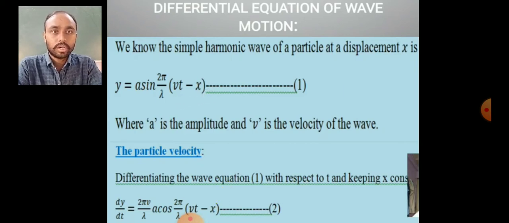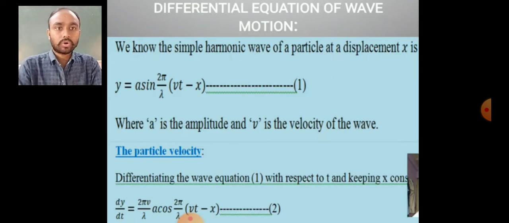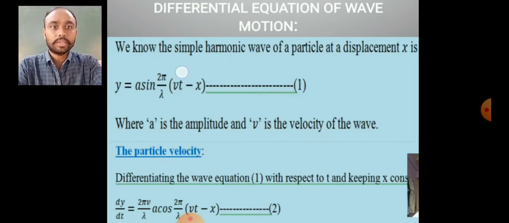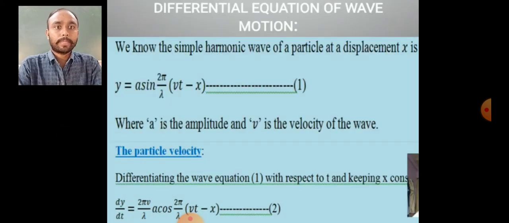Here theta is 2 pi by lambda (Vt minus x). This whole thing is theta, not only 2 pi by lambda, or only Vt minus x, or only t. So a is constant, the derivative of sine is cos, so that is cos of 2 pi by lambda (Vt minus x). And again, by the chain rule, we have to take the derivative of this theta, because this theta is again a function of t.